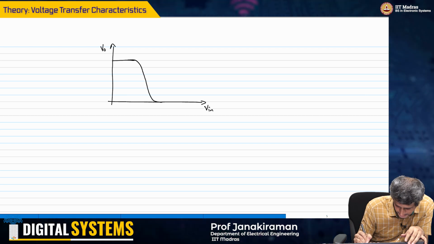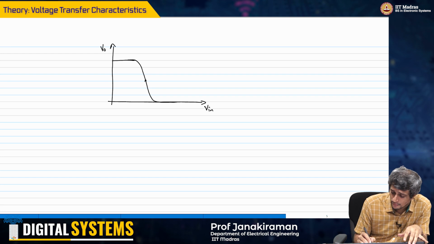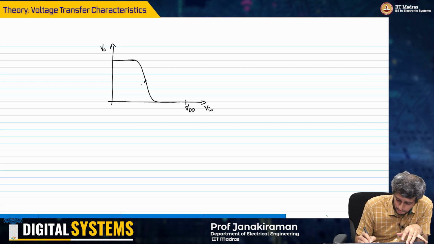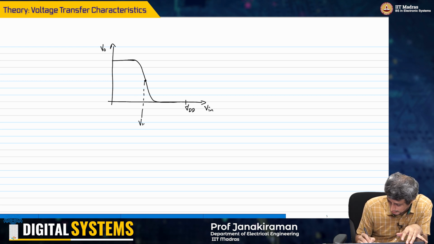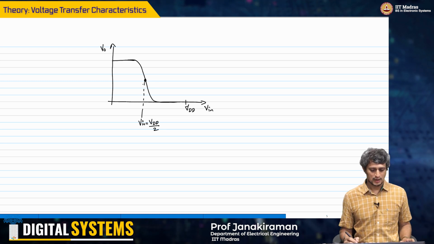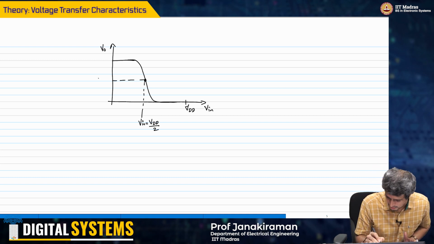I'll draw it slightly exaggerated now, okay. And let us say that I have an input which is nearly VDD by 2. This is VDD. Let's say I am now giving an input Vin equal to VDD by 2. So what is the output of this guy? Actually this would be nearly VDD by 2.